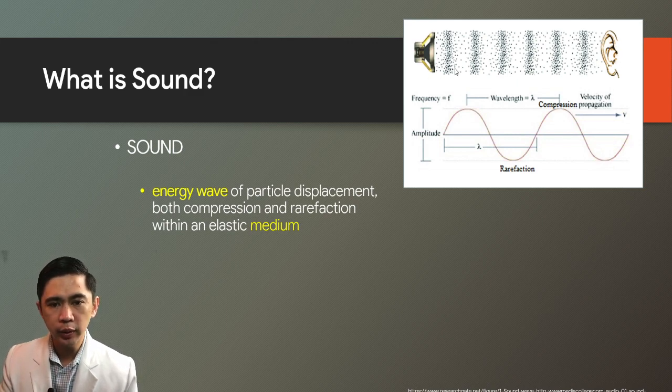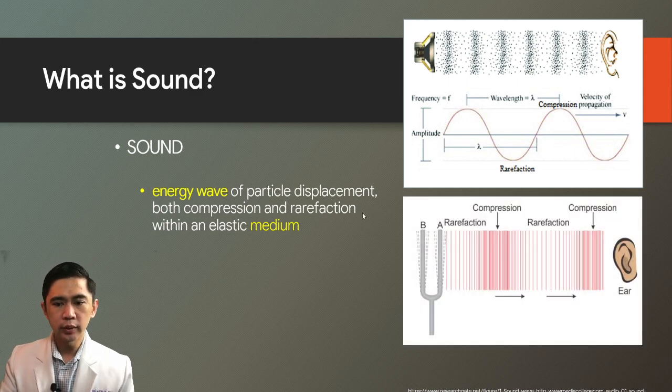This displacement we can plot into a wave like this one. The vertical axis is the amplitude or the intensity, and the x-axis is the time. So this is a clear picture of what happens above. This is using a tuning fork.